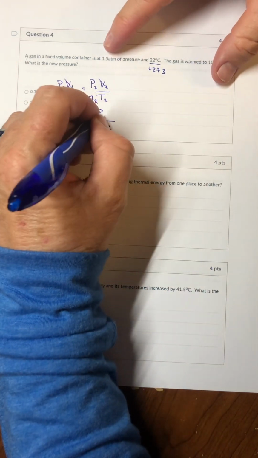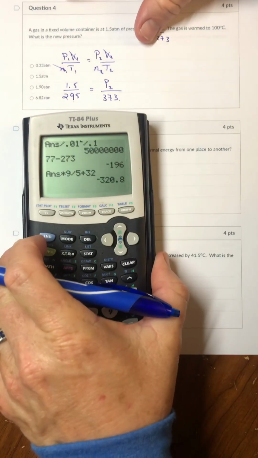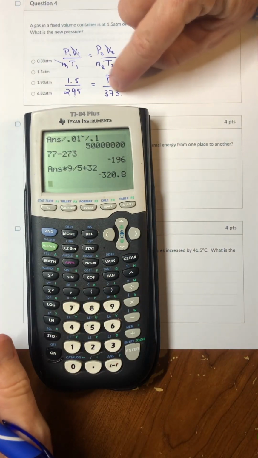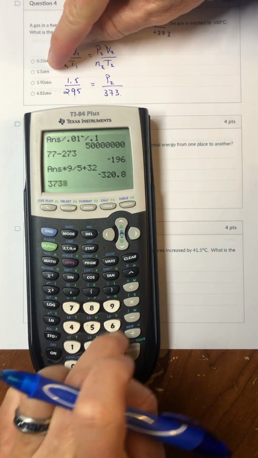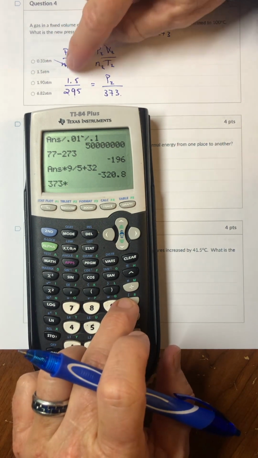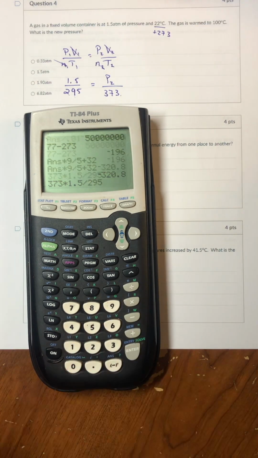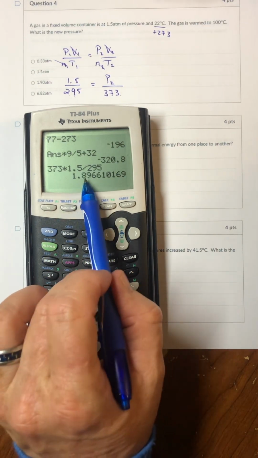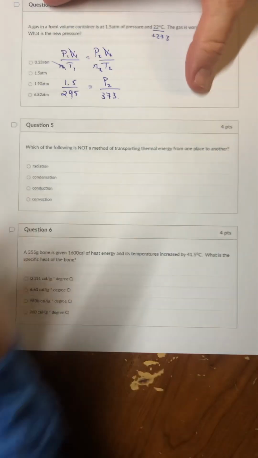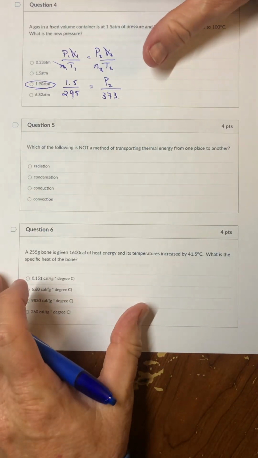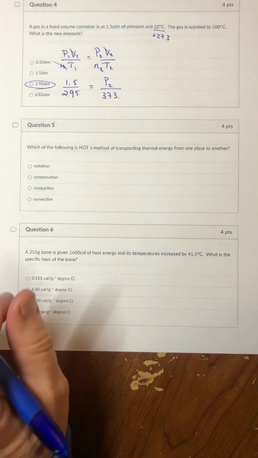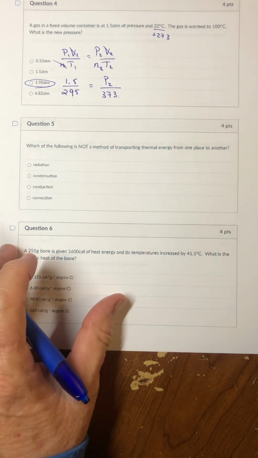And then it asks for this new pressure, P2. And so mathematically, I can just think about bringing this 373 to the other side and then multiplying it by the 1.5 and then dividing it by the 295. And it looks like about 1.90. And so I guess C would be the answer for number 4.